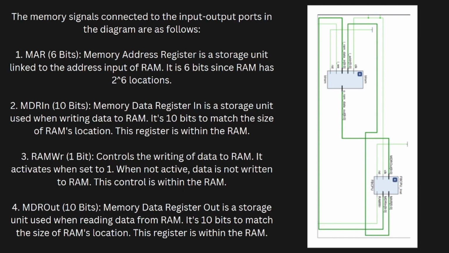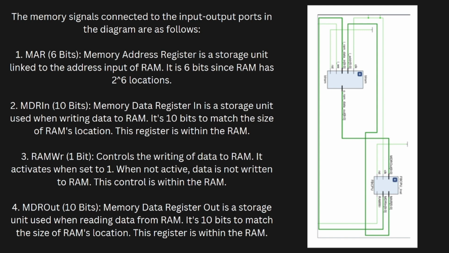The memory signals connected to the input-output ports in the diagram are as follows. We have 4 different signals for our input and output ports. The first one is MAR, which contains 6 bytes. MAR is a memory address register, a storage unit linked to the address input of the RAM. And it is 6 bytes since RAM has 2 to the power of 6 locations.